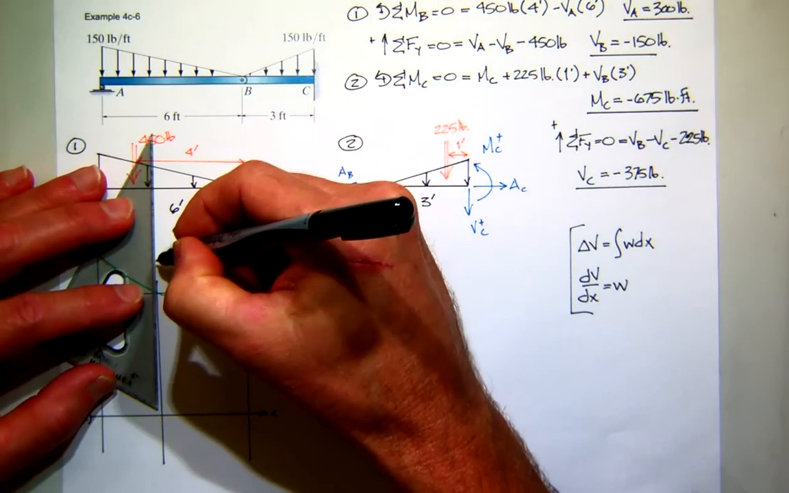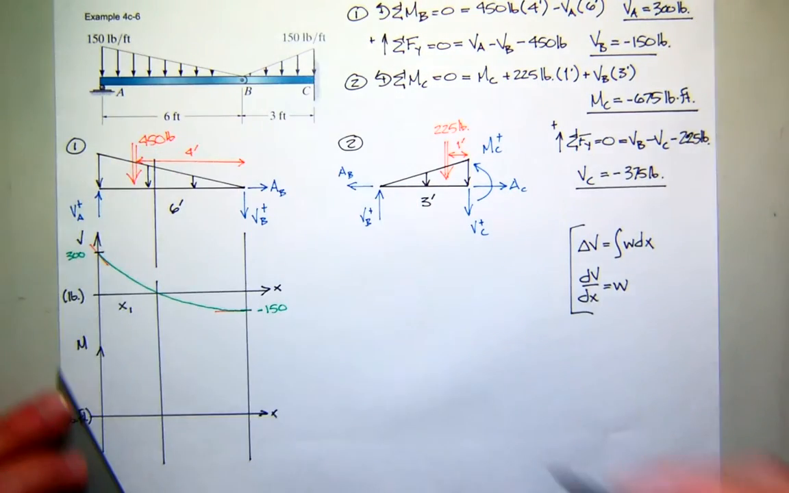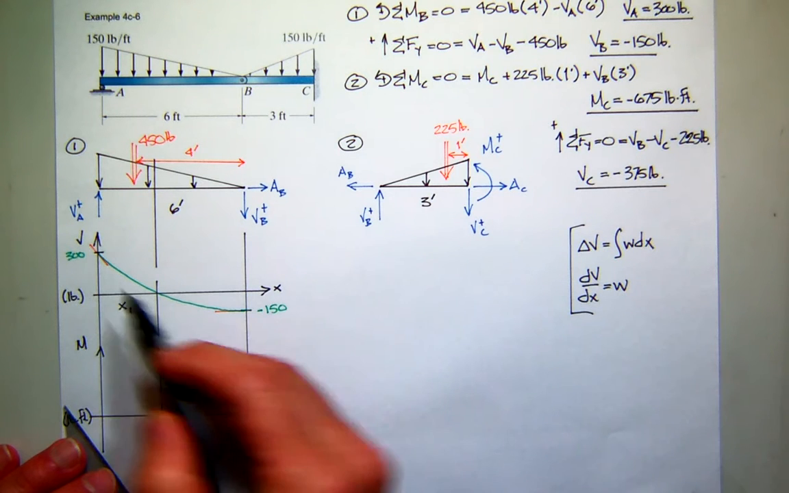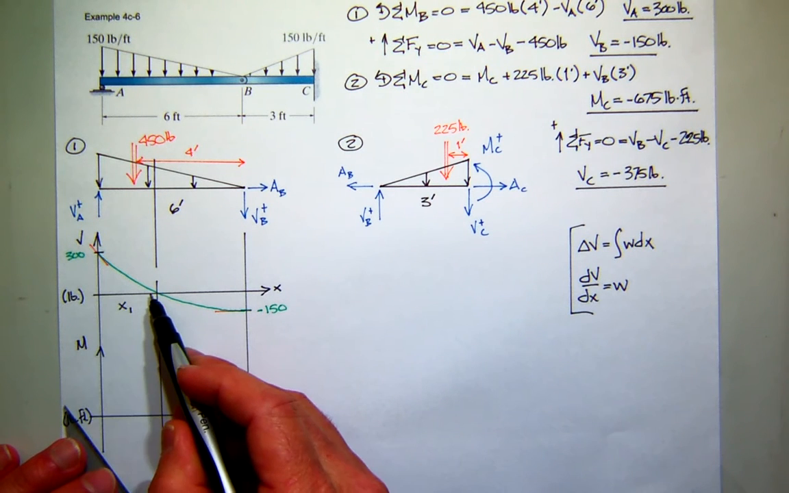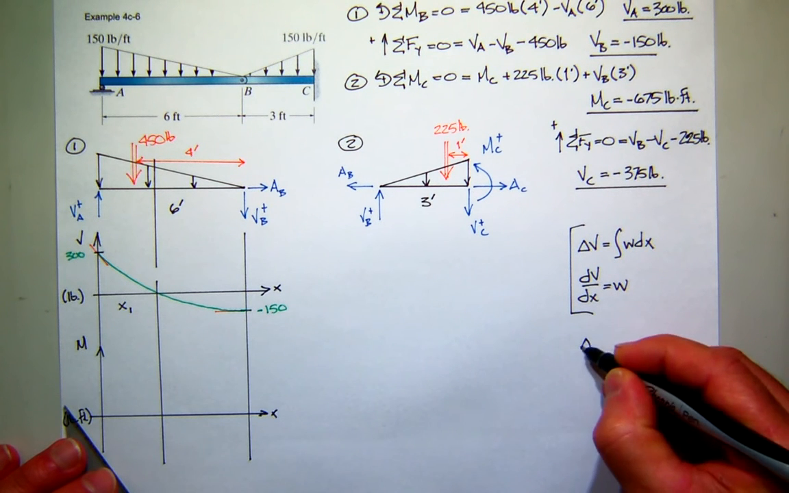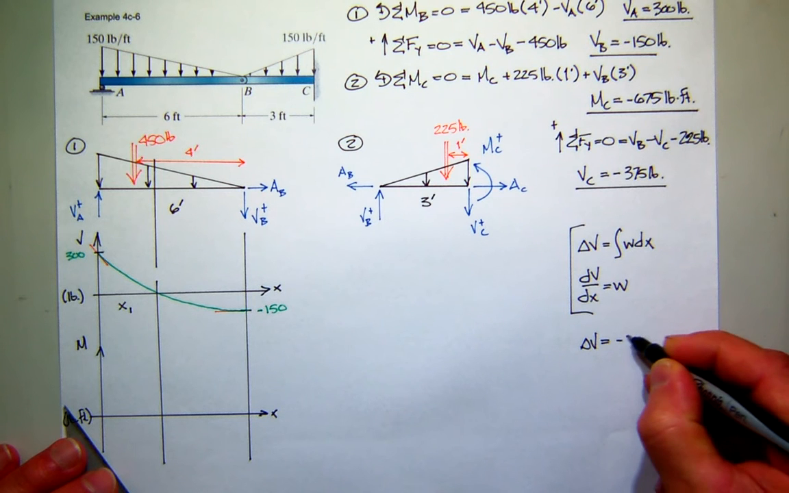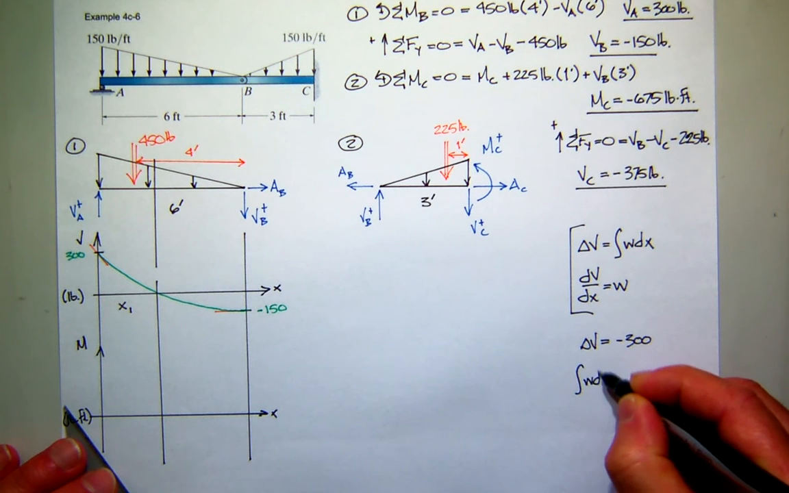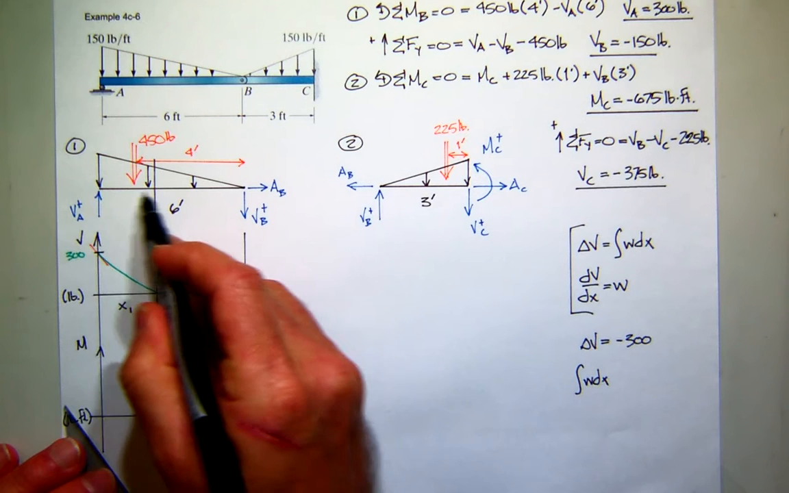Well, if I expand that up to here, remember that the change in shear, which we know, is going to go from 300 to 0. So that means our change in shear is minus 300. And what's the area under the load diagram in the same position?